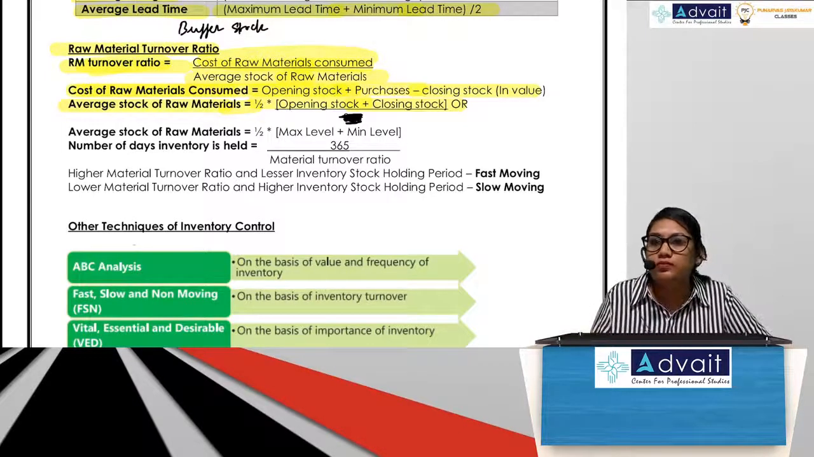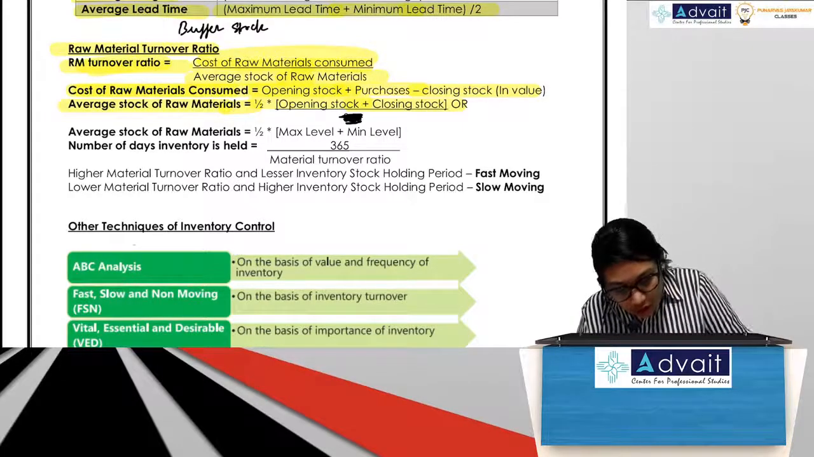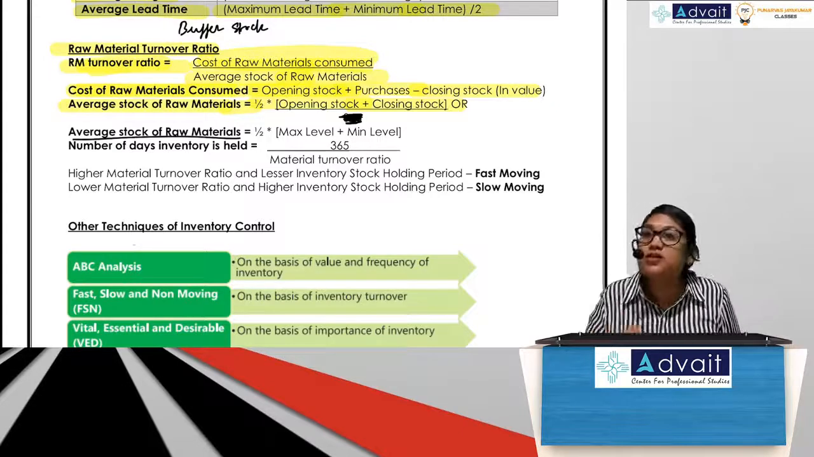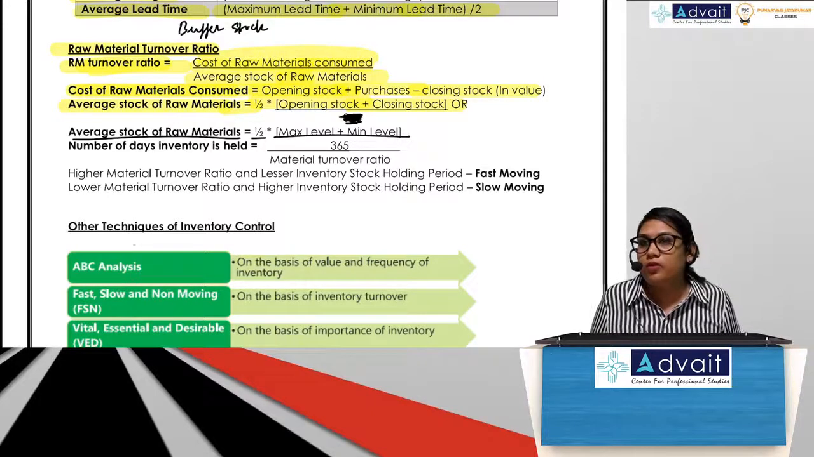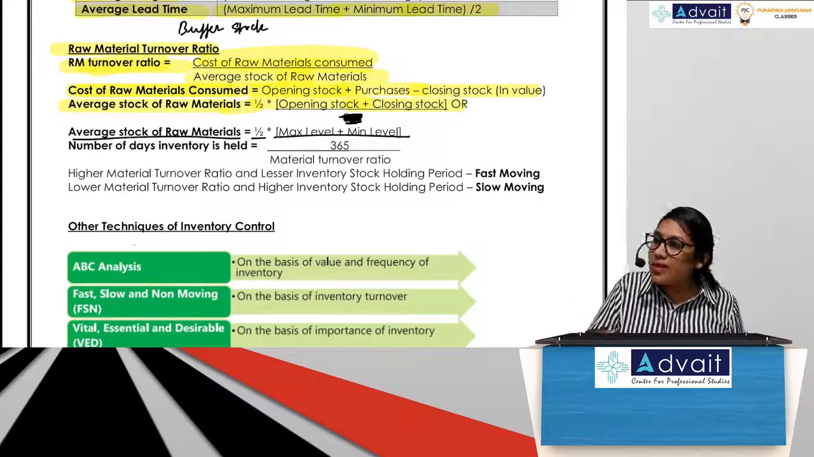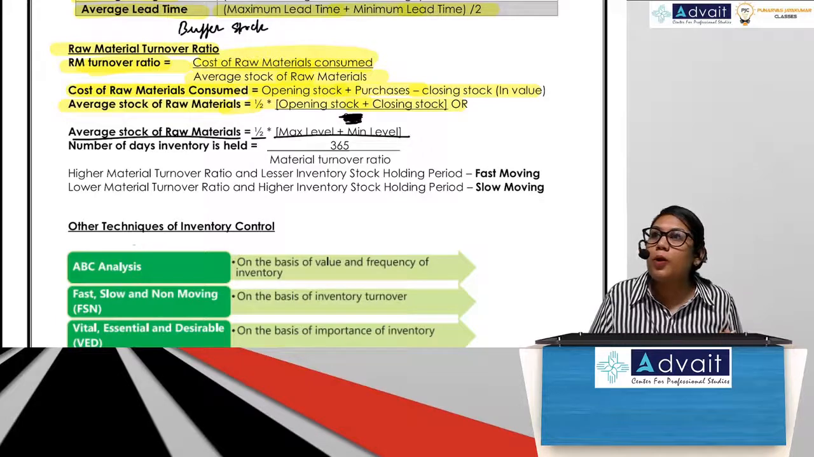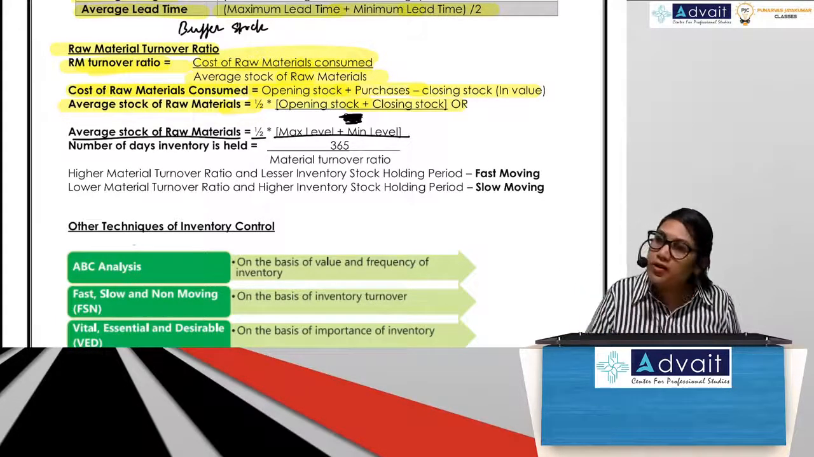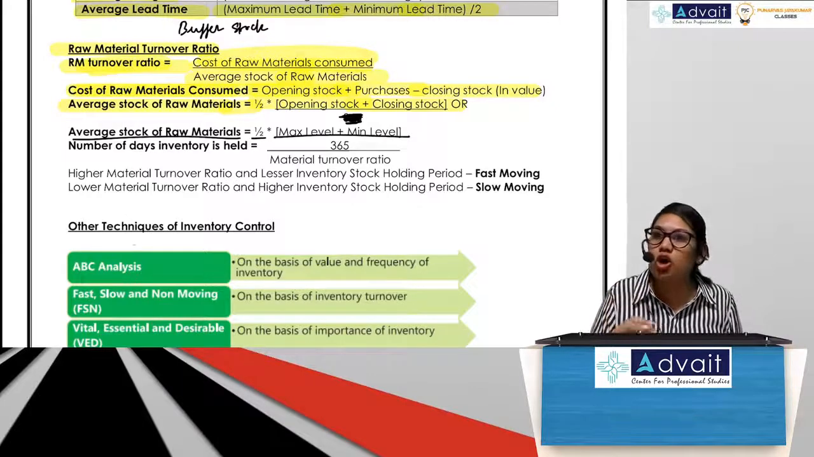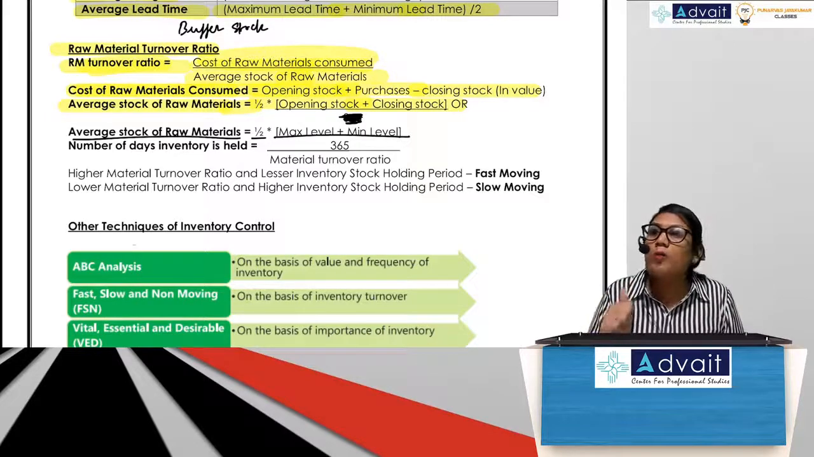Another way to calculate average stock of raw materials could be half of maximum plus minimum level. Sometimes they may give you maximum level and minimum level, so you will get your average level, which is nothing but your average stock of raw materials. In the problem they may give you maximum, minimum, or they may give you opening stock, closing stock. Whatever they have given, use it to calculate your average stock of raw materials. So this is one, your raw material turnover ratio.